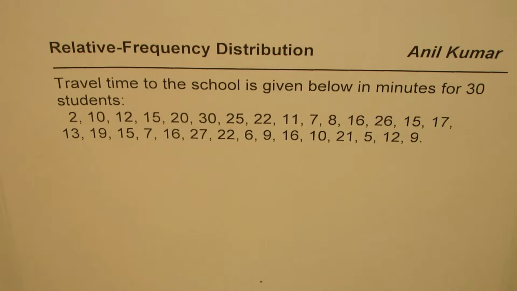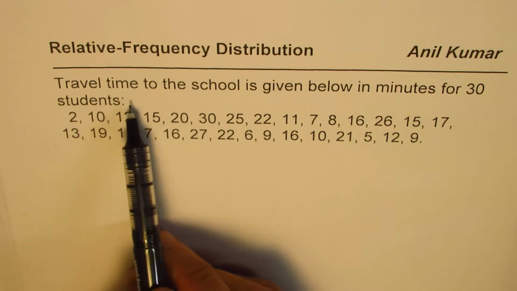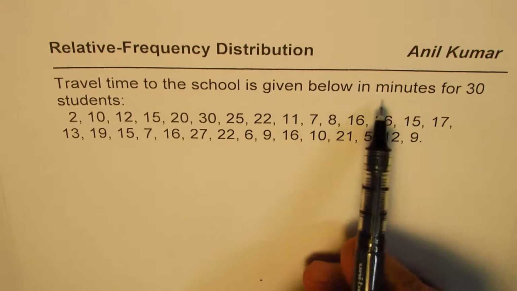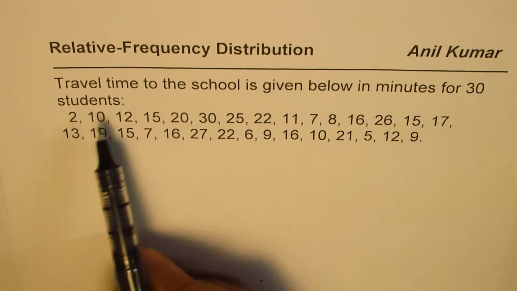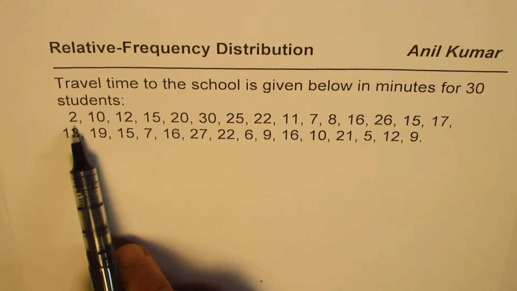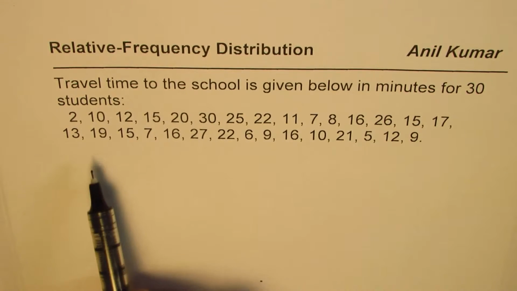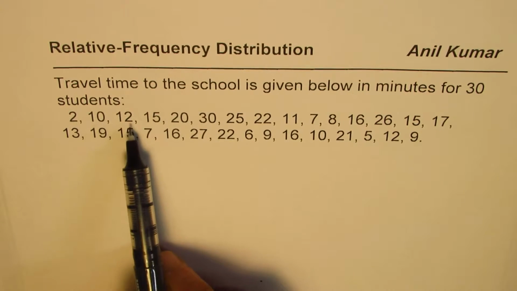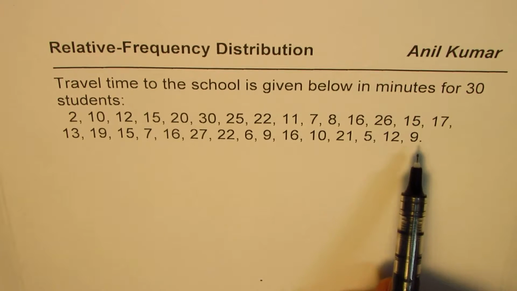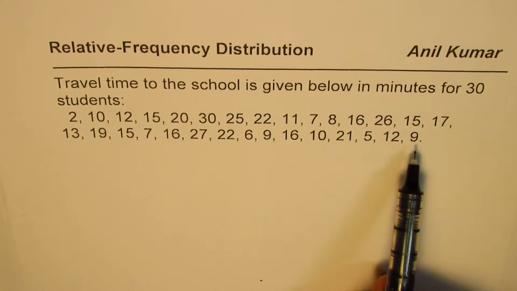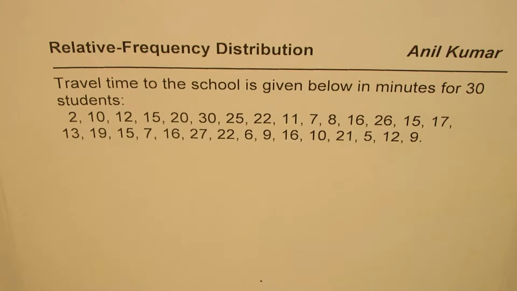The example here is travel time to the school given below in minutes for 30 students. So that is the travel time to the school in minutes: 2 minutes, 10 minutes, 12 minutes, 15 minutes, and so on for 30 students. So these are 30 numbers representing time to school. Now we'll see how to analyze such kind of random data. Let us say it was randomly collected.